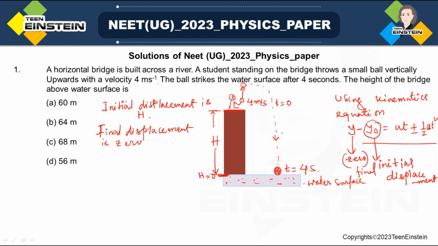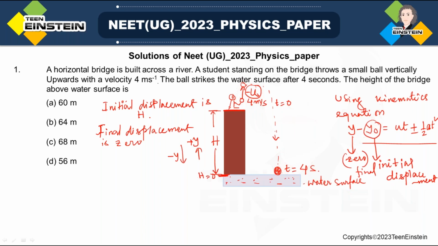And what is u? u is the initial velocity. And see, in this case, by default I'm taking height as positive in the upward direction, and the downward direction I'm taking as negative. Similarly, the initial velocity I'm taking as minus in the upward direction, and the acceleration acting on this is g.